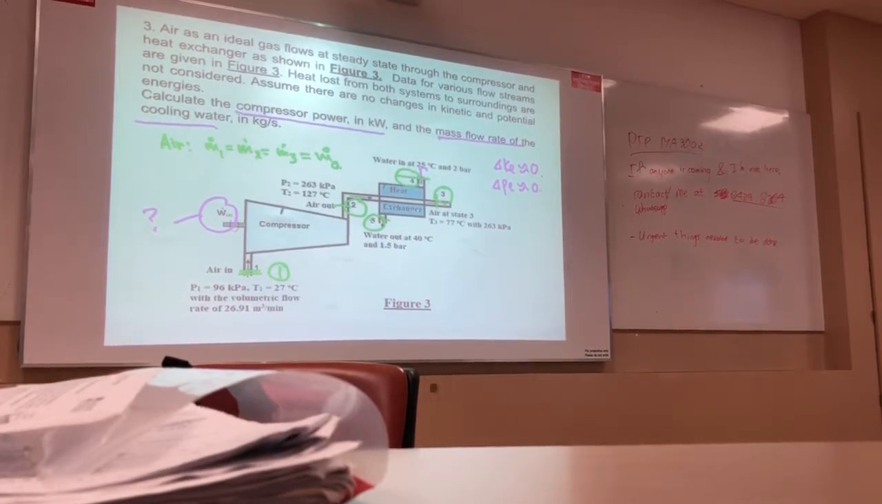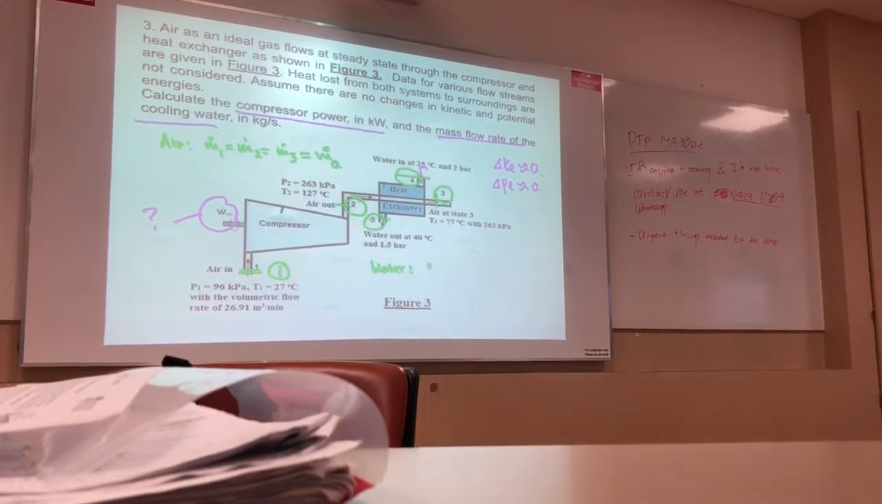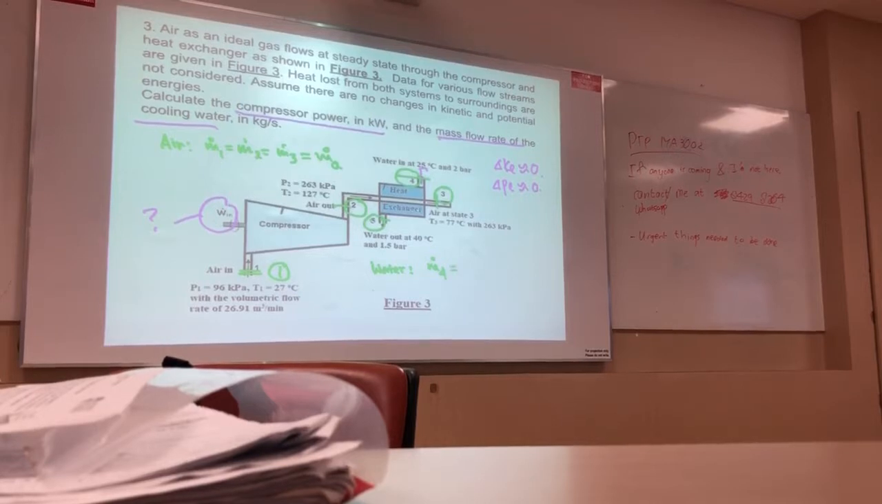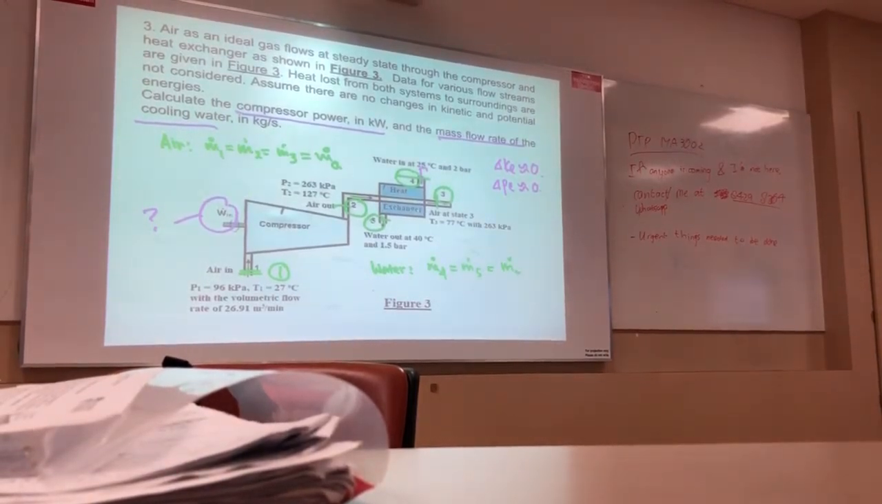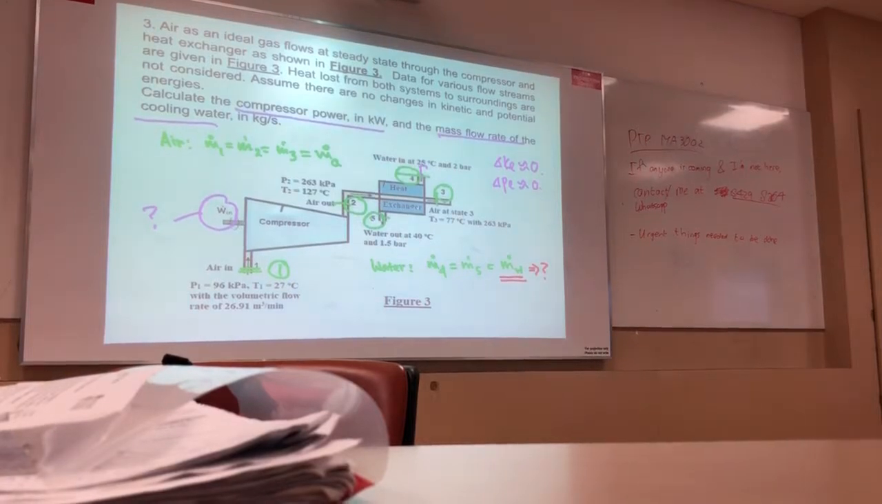For the water, another mass balance. For the water, I can write m dot 4 is equivalent to m dot 5, which is m dot water. And you have to find what this number is.